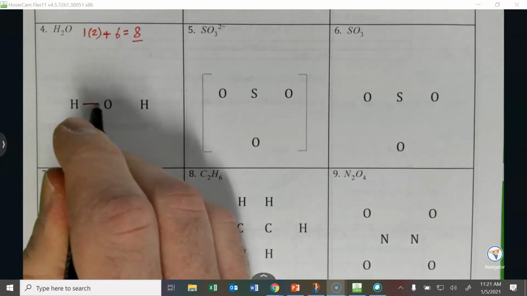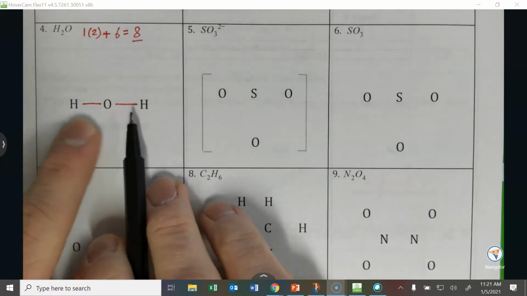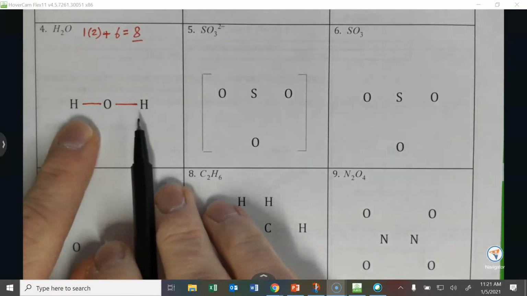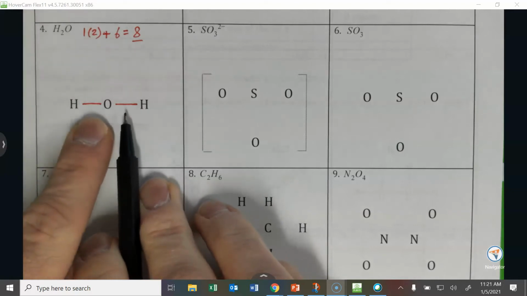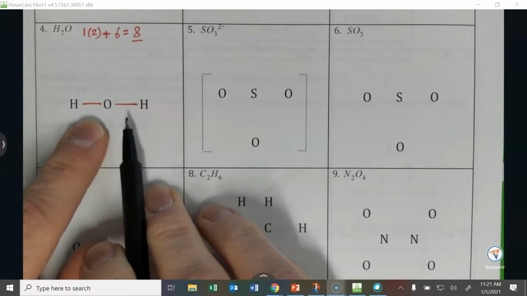Start by connecting these to complete the skeleton. Now we want to make our outsiders happy. Our outsiders both happen to be hydrogen, which only wants 2 valence electrons. So they're already satisfied by the bond. I would never add extra dots on hydrogen.